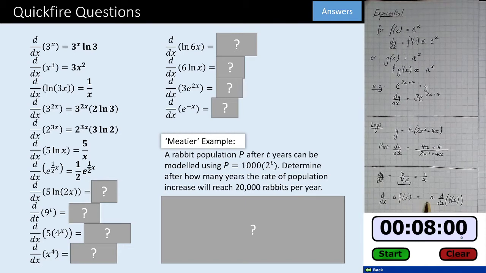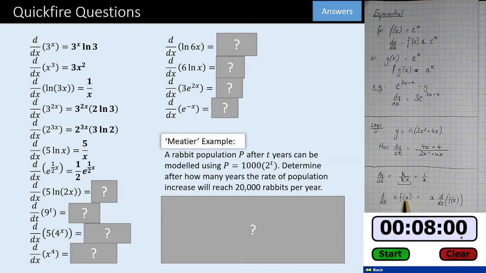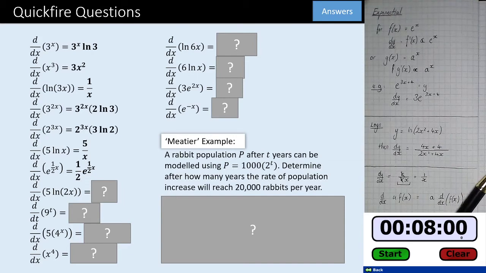This is 5 lots of 4 to the x. It's like this thing here, where the constant is 5, and the function of x is 4 to the power of x. So I differentiate the f of x, so that's like one of these right at the top, and then times it by 5. So the differential of 4 to the power of x is going to be ln 4 times 4 to the power of x, and then we times it all by 5.